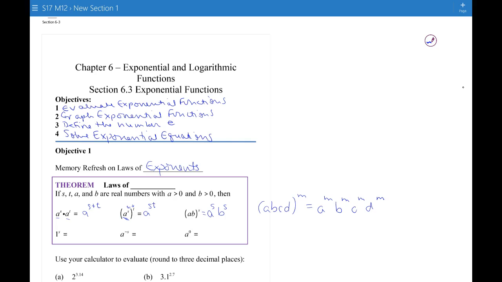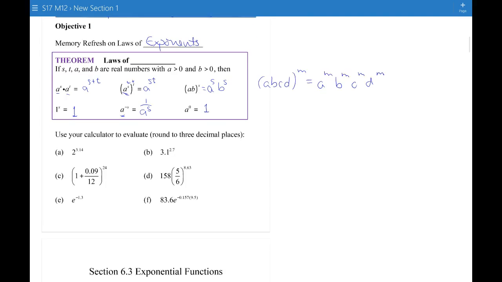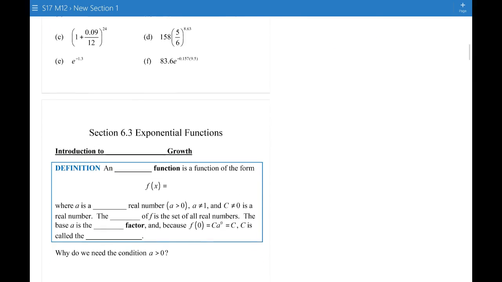1 to any positive number, or actually any real number power, is still 1. If a is a real positive number, and I have it to the power of negative s, that's the same as 1 over a to the s, so that's the definition of negative exponents. And a to the 0 is 1, where a is any real number. So we're going to use our calculators to do a little practice here, so please bring your calculator and we'll make sure you know how to find all the buttons on it.